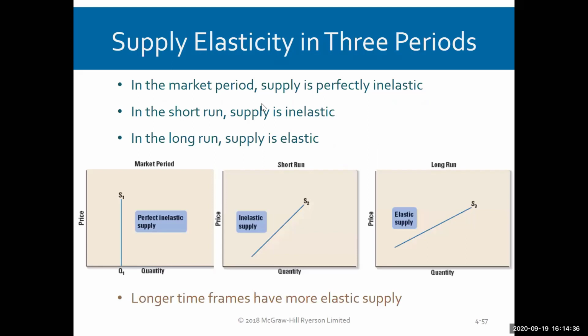So let's look at an example of elasticity in 3 periods. We're going to say the market period supply is perfectly inelastic. In the short run, it's inelastic, and in the long run, supply is more elastic. But what do we mean by this? Well, let's just think of say it's a fishing dock in Nanaimo, BC, and at the end of the day, all the fishermen are coming in and they've got their fish in their plastic tubs and they throw them out on the dock, set them down, and they start selling fish.